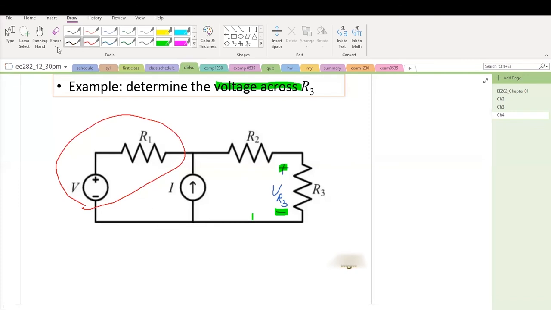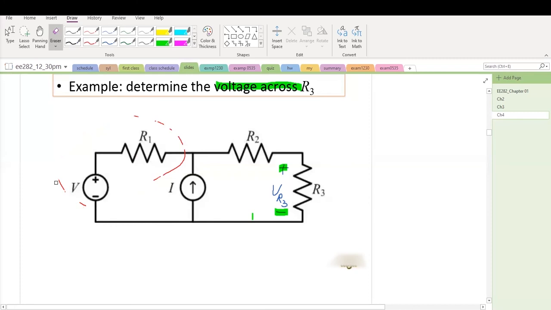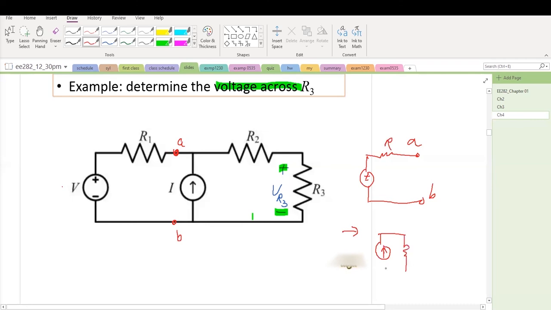When we apply the transformation, we have to be a little careful. The first step is to find the terminals, which two terminals we are transforming. This is where a lot of mistakes can be made. This is terminal A, this is terminal B. This can be transformed to a current source that flows up to A. So this is R, this is A and this is B. We have to apply the same rule here.